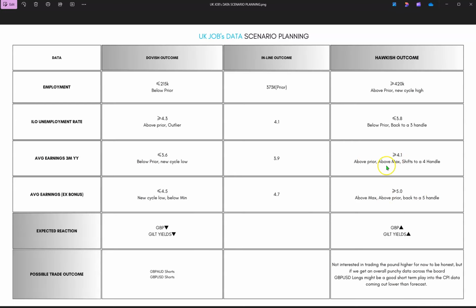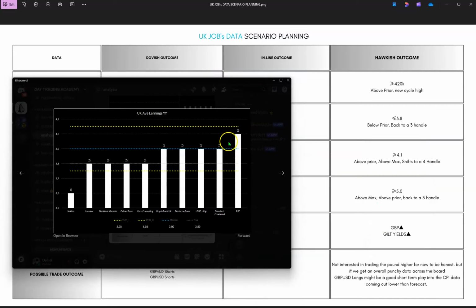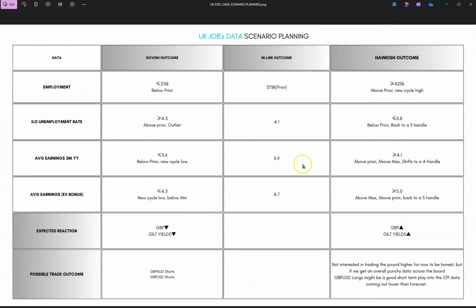And if we're looking at a hawkish number, I went with a 4.1 or above. Remember, guys, the previous number was a 3.8, so anything above 4.0 is going to be a shift from that 3 handle to a 4 handle. But I don't want to see just a 4.0. I want to see something above the market's maximum here, because I'm not particular about trading the pound strength, so that's the main reason why I went that high. So I feel like a 4.1 is above the max, is above the prior at 3.8, and it's also a shift back to that 4 handle. So that should be enough for more pound strength.